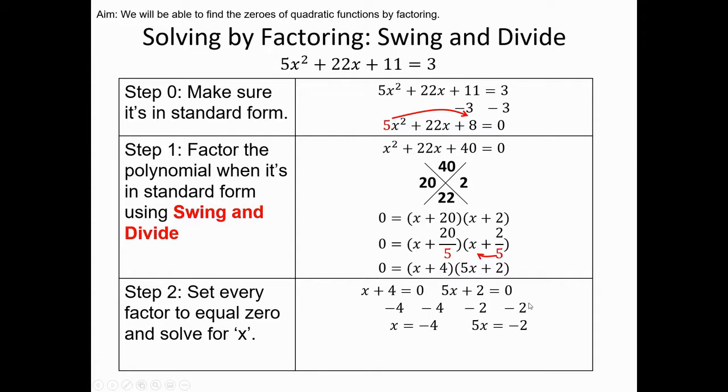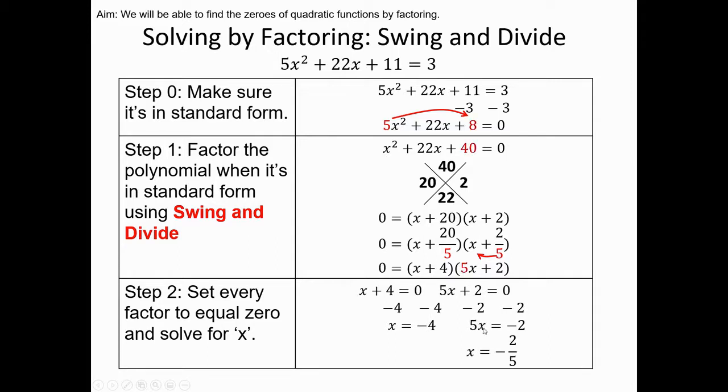I get 5x equals negative 2. Then I divide by 5. I get x equals negative 2 fifths. And here are our answers: x equals negative 4 and x equals negative 2 fifths. So in the end, guys, this lesson is really just, hey, we're doing what we usually do. Just make sure everything's equal to 0, and after we factor things, we just take our factors, set them equal to 0, and solve for them.